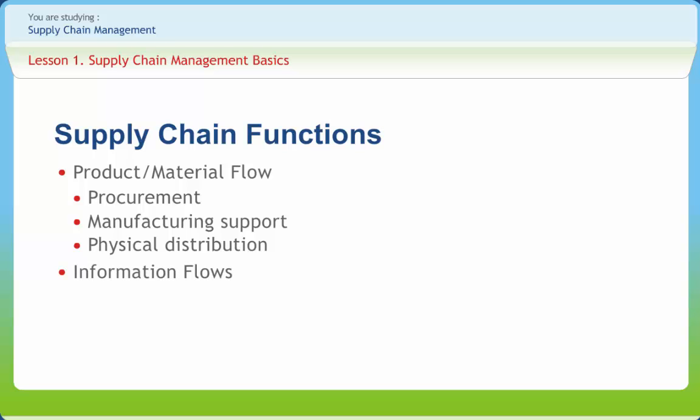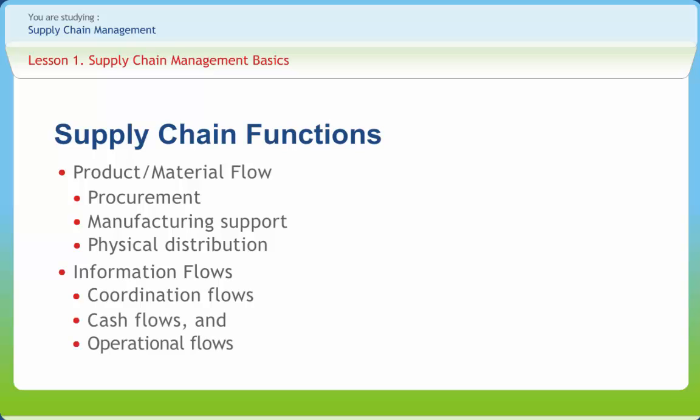Information facilitates coordination of planning and control of day-to-day operations. This integration of different areas involves three major types of information flow: coordination flow, cash flow, and operational flow. Coming down to fund flow, there is only one source of funds: the customer, who pays for the product, while the retailer pays the wholesaler and the wholesaler pays the manufacturing company.